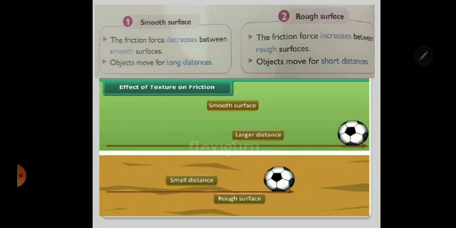Look at the figure and let's see the effect of texture on the friction. Smooth surface, this ball, the first one moves on a smooth surface, يعني ماشية على حاجة زي السيراميك مثلا. The second ball moves on a rough surface, على الجراوند على الرمل زي ما انتوا شايفين.